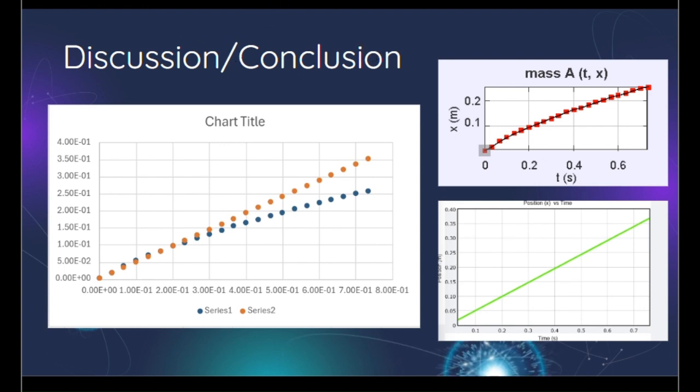Here's the comparison between the two sets of data. When I compared the two sets, I can see the computer data overestimated the actual data. This is because the computer model is a perfect scenario, while in the actual trial I couldn't completely negate the forces of friction and air resistance. Thus you can see that over time, the actual object slows down, while the computer model does not.